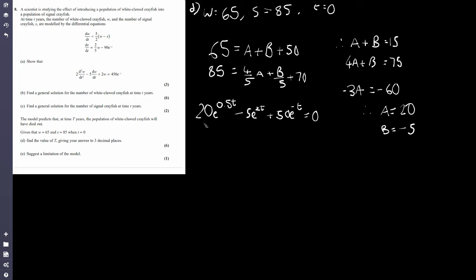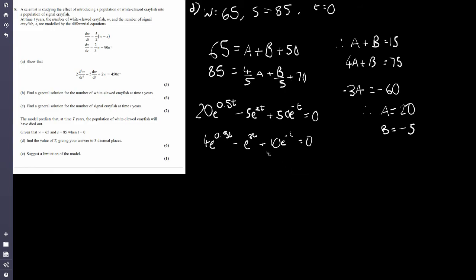Well, the first thing I can see here is I can divide through by 5. So, dividing through by 5, that's going to give me 4e to the half t minus e to the 2t plus 10e to the minus t. Okay, now I'm going to carry on simplifying this.